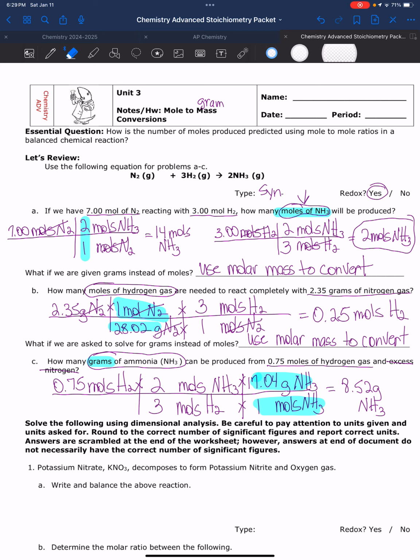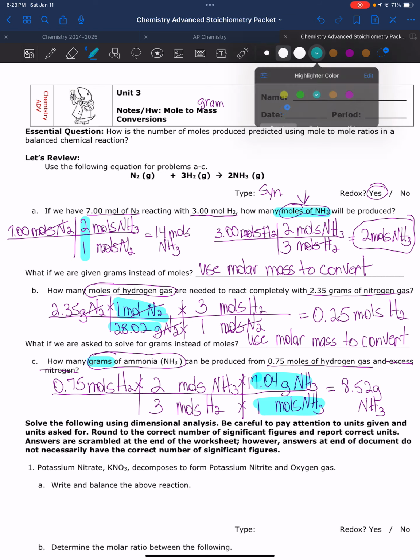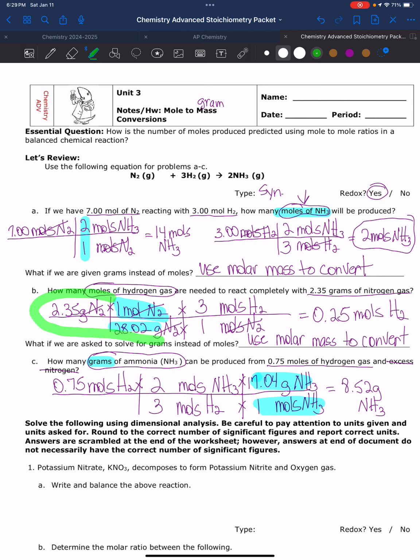So, other than my mistake with the molar mass in the previous problem, here's what I want you to see. When you start with grams, you use molar mass like this. And when you start with moles, then you have your molar mass here. So it's the same thing, just added on either end of your mole-to-mole stoichiometry conversion problem. Okay? All right, so let's work one more together.